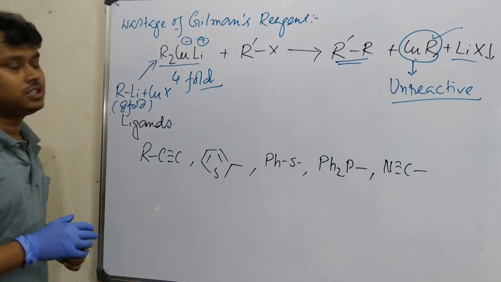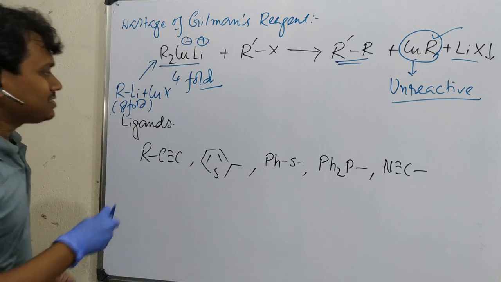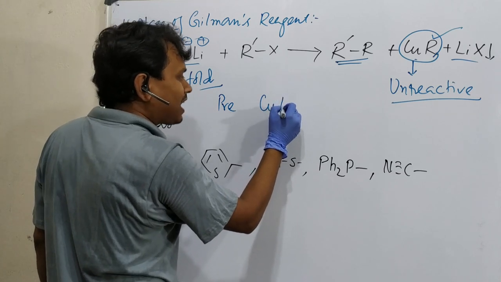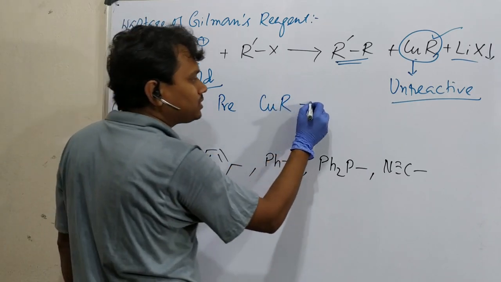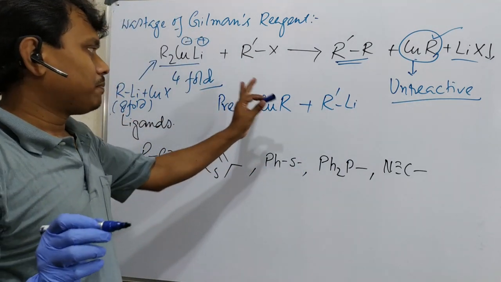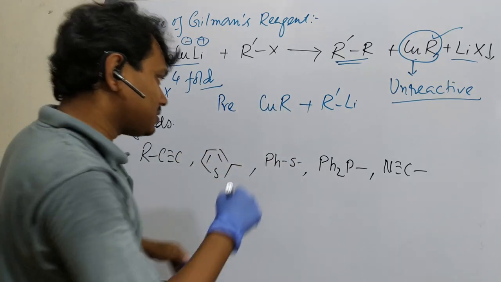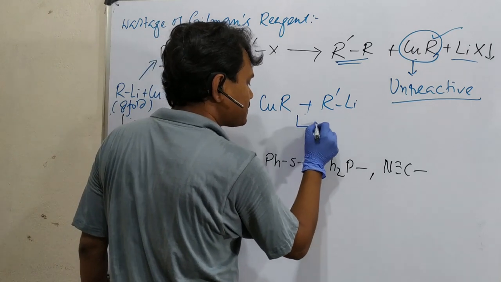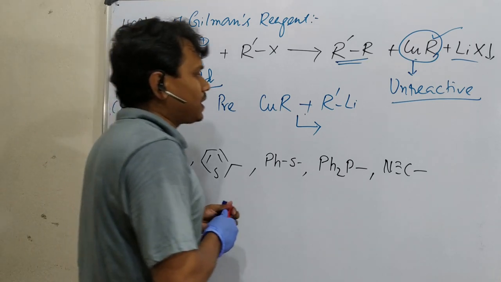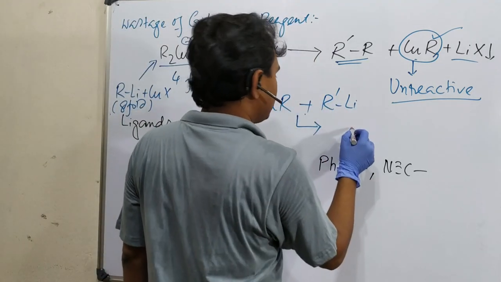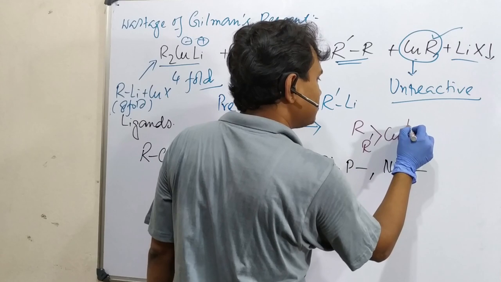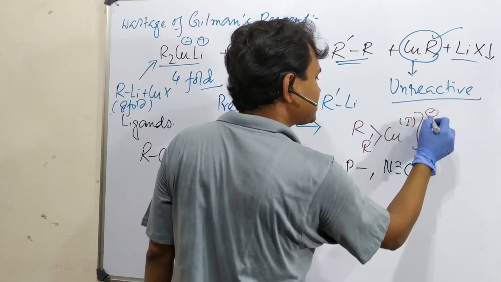So how to avoid this process? The first idea is to use a pre-formed RCu reagent and react this with R prime Li, which we want to transfer. I have written this in the first part of this talk, where I stopped because I said I would discuss it now. So what happens? This R attacks this copper, so ultimately this produces R prime Cu R minus, lithium plus.